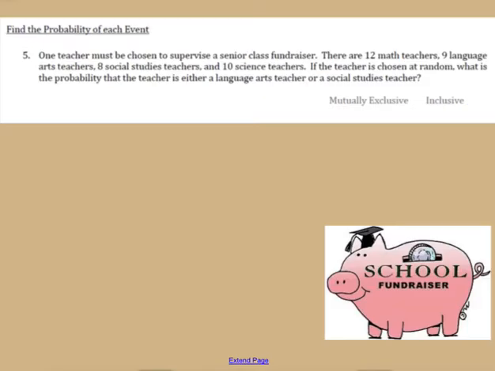All right, let's take a look at number 5. One teacher must be chosen to supervise a senior class fundraiser: 12 math teachers, 9 language teachers, 8 social studies teachers, and 10 science teachers. If a teacher is chosen at random, what is the probability that it is either language arts or social studies? Can you be a language arts and a social studies teacher? We're just going to assume that you can't be both because there aren't very many teachers that are both. So that makes it mutually exclusive.